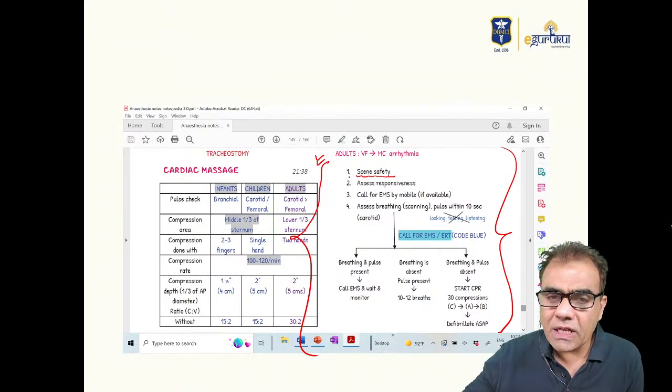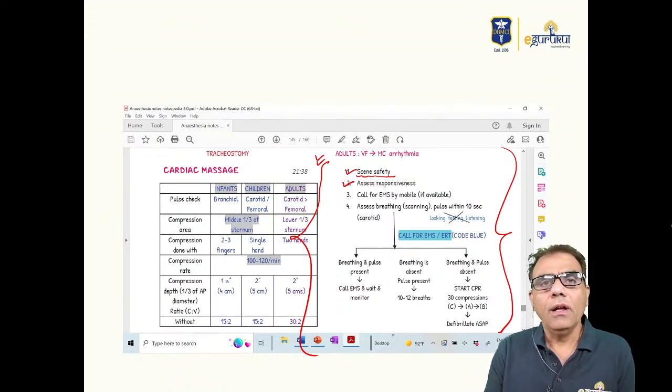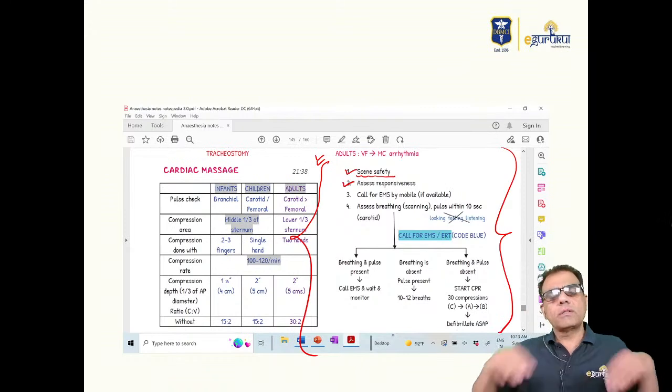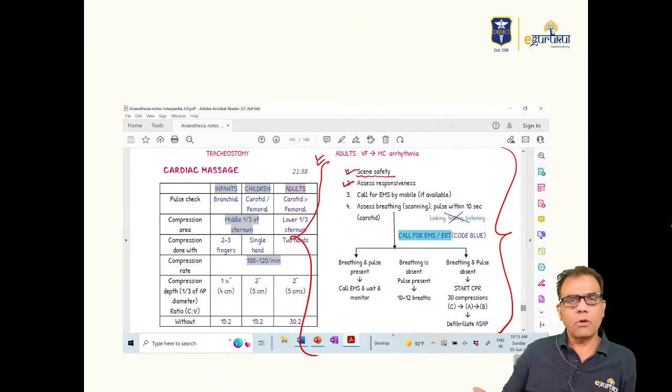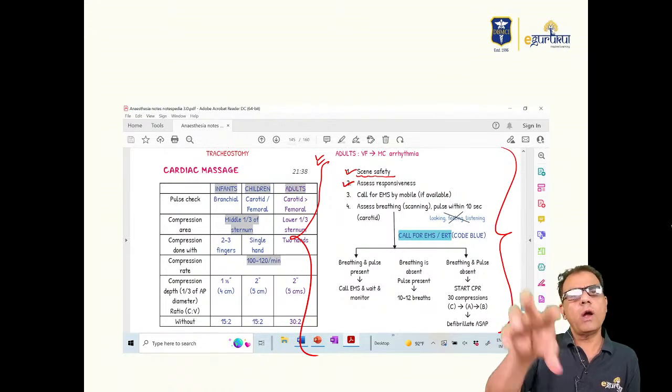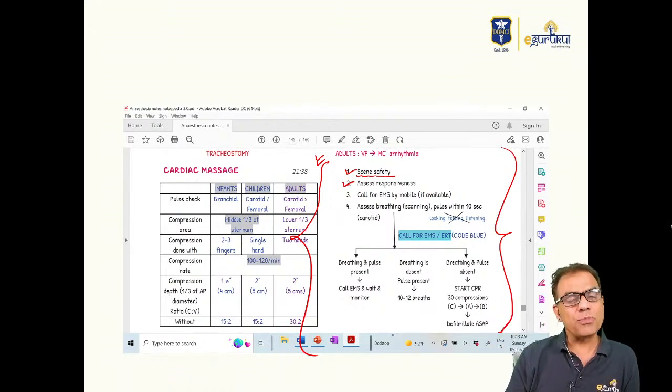After scene safety, the next step is assess responsiveness. Don't straight away jump and start doing CPR. The person may be just sleeping. You know, in India, many times people in the daytime will have one or two local desi drinks, and then they will be sleeping even on the roads or footpath. So the person may be just sleeping and enjoying his dreams. So don't go and attack. First, you have to assess the responsiveness.